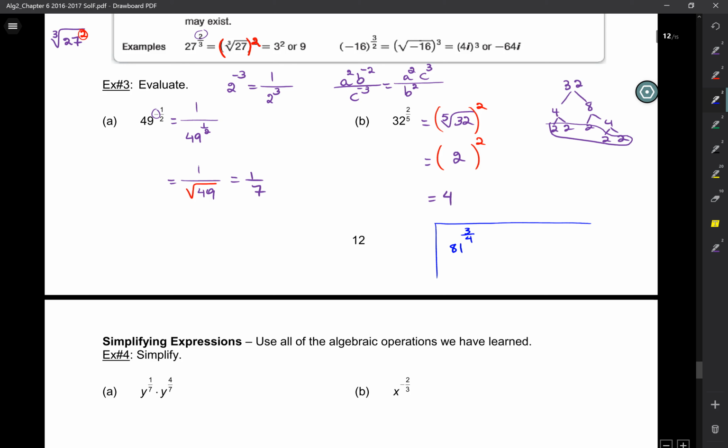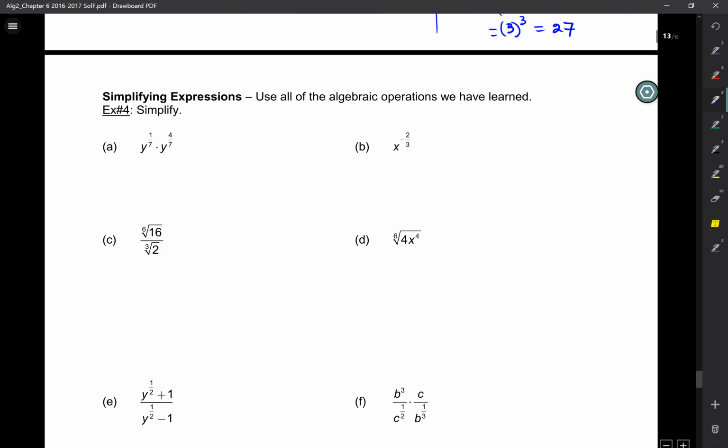Okay, so go ahead and do that one. 81 to the power of 3 over 4. I'll stop this for a minute. So we have the 4th root of 81 to the power of 3. 4th root of 81? 3 to the power of 3, 27. All right, let's move on to these.